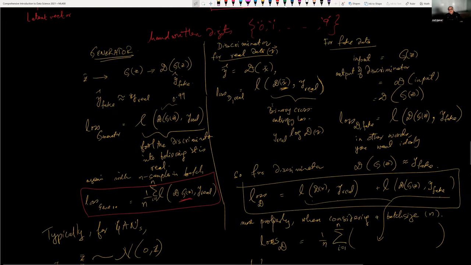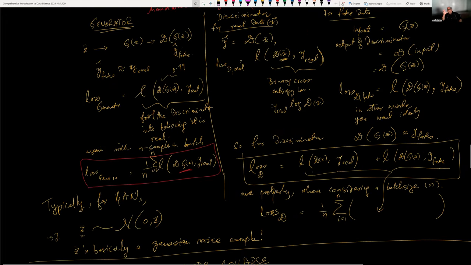Guys, is this thing clear? GANs are one of the most influential and dominant neural architectures. It is important to know it once properly.